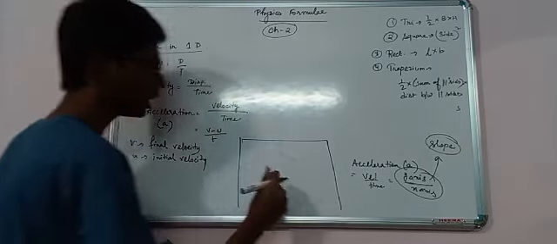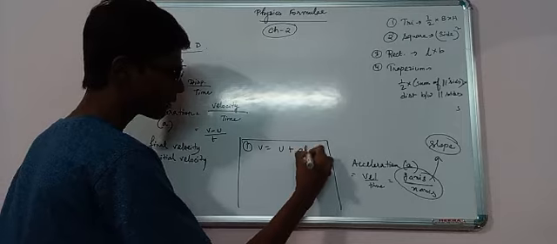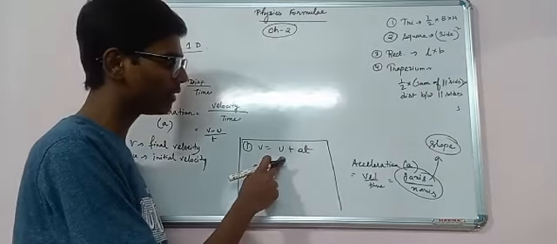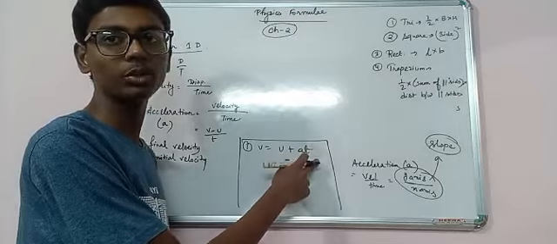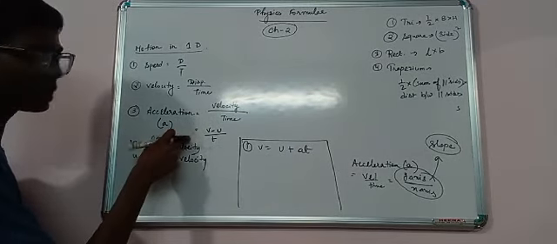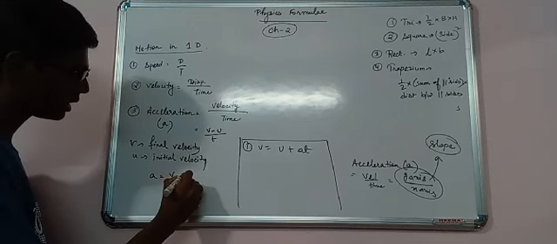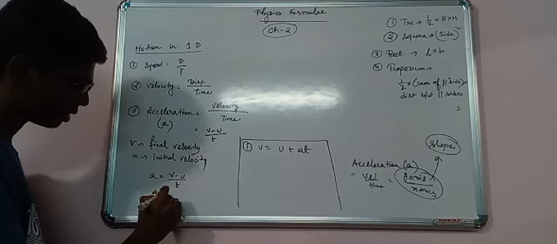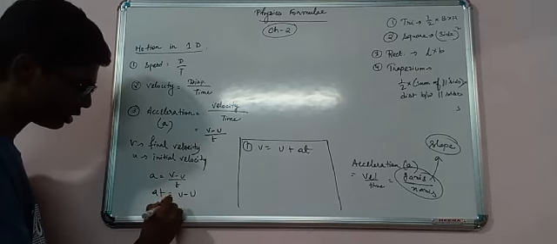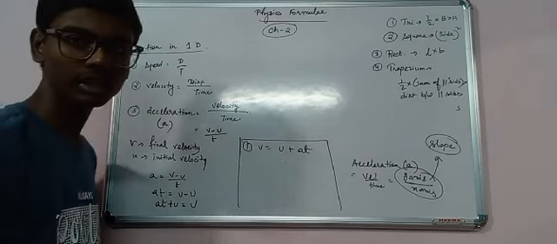The most important, V equals U plus AT. Final velocity equals initial velocity plus acceleration into time. This is derived from this only. See? A equals V minus U by T. I am showing this because it is a small one. AT equals V minus U. So AT plus U equals V. So V equals U plus AT, just changing the sign.